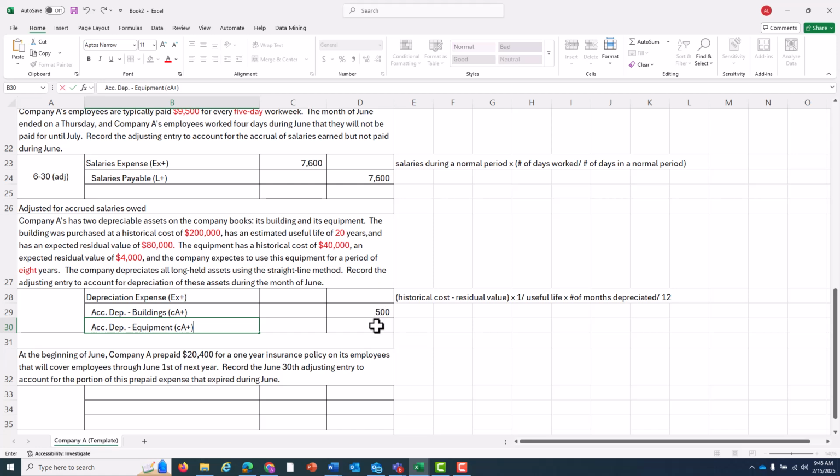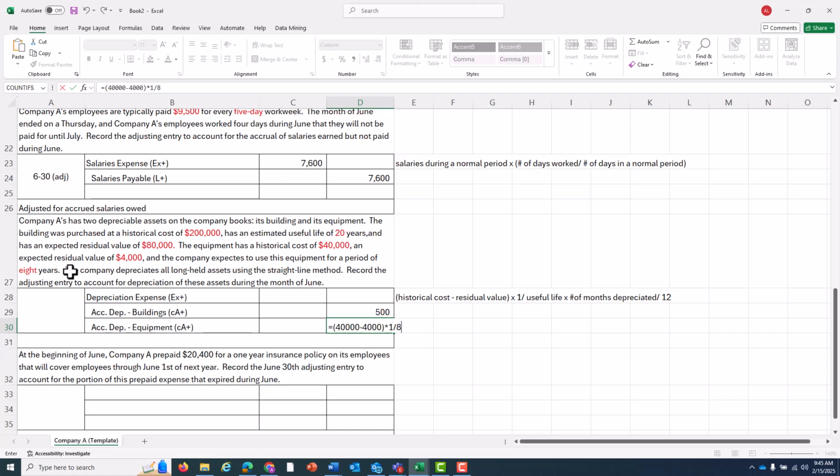We can fill in the same inputs for the formula. In parentheses, we would take the historical cost, what we paid for originally for the equipment, $40,000. We would subtract out its residual value, what we think it's going to be worth on the last day of its useful life, which is $4,000. And here we're saying that this thing is going to lose $36,000 worth of value over the time period that we're using for. This is the time period. It is 8 years, so let's multiply that by 1 over its useful life.